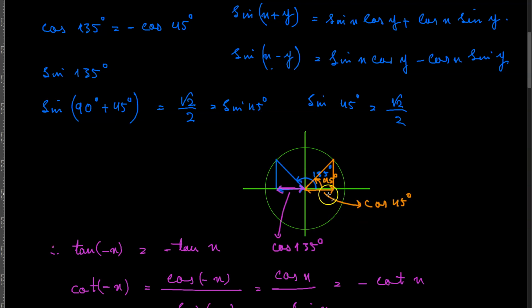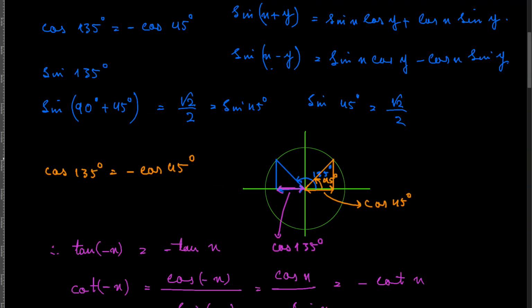So as you can see, these are exactly the same lengths on the horizontal axis. So you can see that cos of 135 degrees is a negative value. Cos of 45 degrees is a positive value, but the length of the two distances are exactly the same, meaning that you can say that the cos of 135 degrees is equal to negative cos of 45 degrees, right?